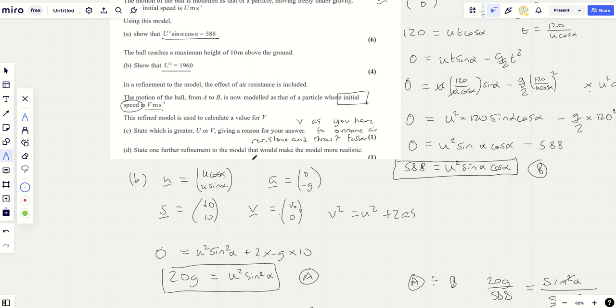Make it more realistic. Should we take dimensions into account? Let's see what else you could have had for that one. Spin of the ball, size of the ball, dimensions, not a particle, variable acceleration, surface area of ball, humidity, allow wind resistance and rotational resistance, ignore any mention. So you could have had wind resistance rather than air resistance. So all sorts there, really.